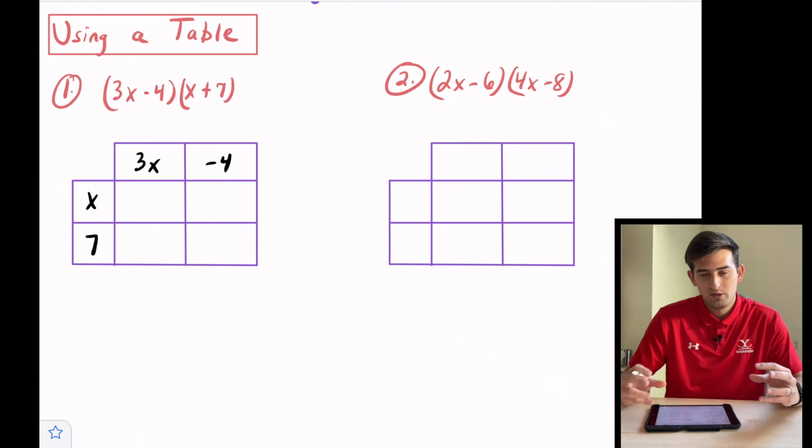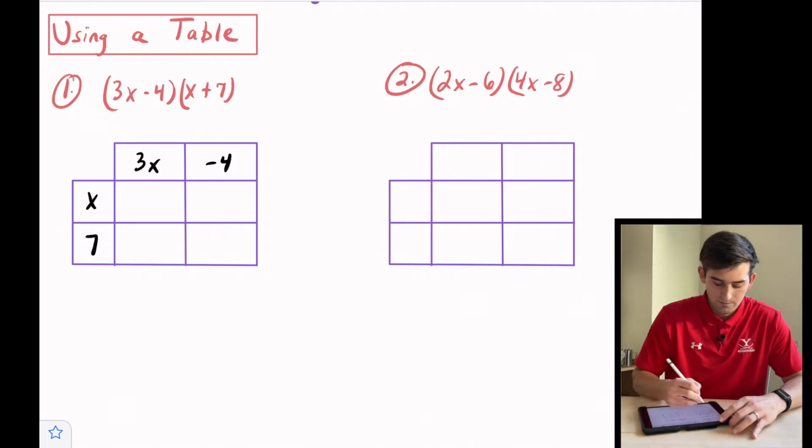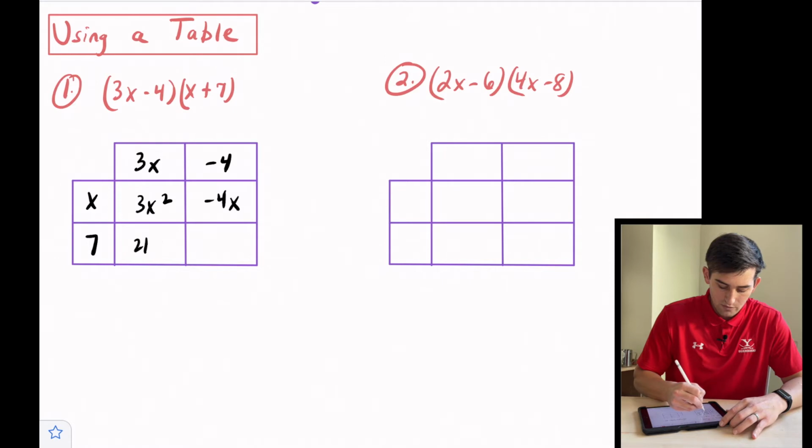So now we just multiply as if we're filling out this table. So we're going to say 3x times x would be 3x squared. x times negative 4 would be negative 4x. 3x times 7 would be 21x. And negative 4 times 7 would be negative 28.